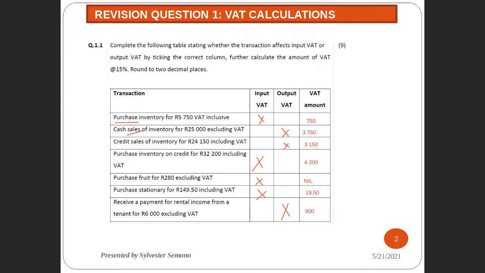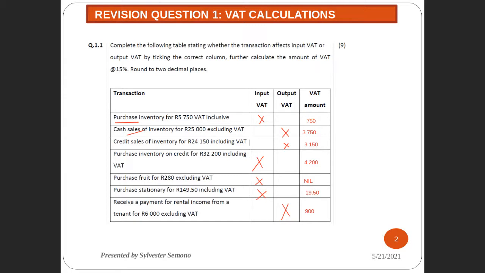From what I've realized now, a majority of you know how to calculate VAT, so you just have to be careful. For VAT, you either use 15 over 100 or 15 over 105. You use 15 over 100 if the VAT is not included. But the minute they say VAT is included, just know that you must use 15 over 105. That's the first thing.